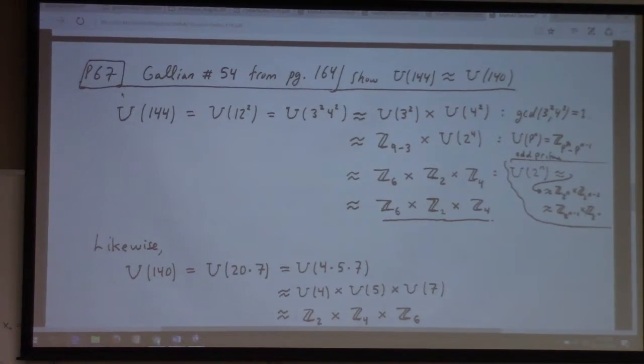So problem 67. Yeah, this one I liked. See here, U144 is U3, it's 9 times 36, right? Wait a minute. Sorry, 9 times 16. Yeah, I'll get with it eventually. So this, by our theorem, is Z to the 3 squared minus 3 to the 1. So that's Z6. 2 is funny, right? This is 2 to the 4th.